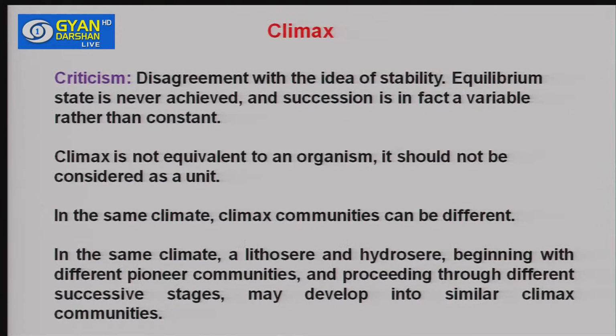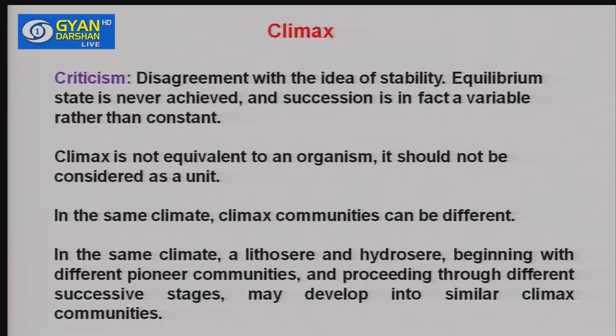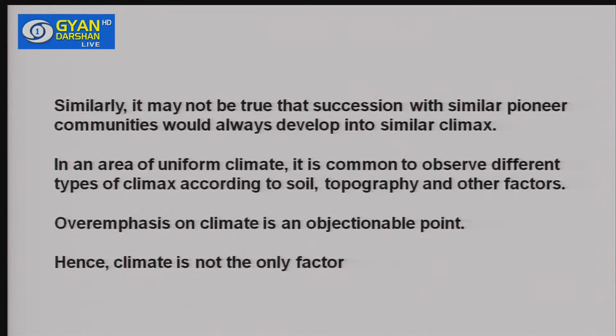So this is one of the severe criticisms that has been given against monoclimax theory. Moreover, in the same climate, climax communities can be different. Even in the same climatic condition, you have different climax communities. It doesn't mean that there can be only one climax. There can be 3 or 4 climax or n number of climax communities, all of them established in that particular area. For instance, in the same climate, a lithosere and hydrosere beginning with different pioneer communities may develop into similar climax communities. Similarly, it may not be true that succession with similar pioneer communities would always develop into similar climax.